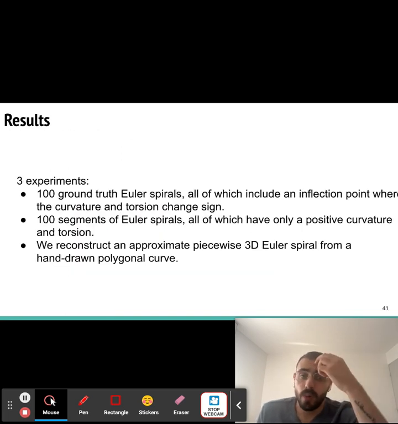Now, to evaluate the performance of our reconstruction algorithm, we did 3 experiments. In the first one, we generate 100 ground truth Euler spirals, all of which include an inflection point where the curvature and torsion change sign.